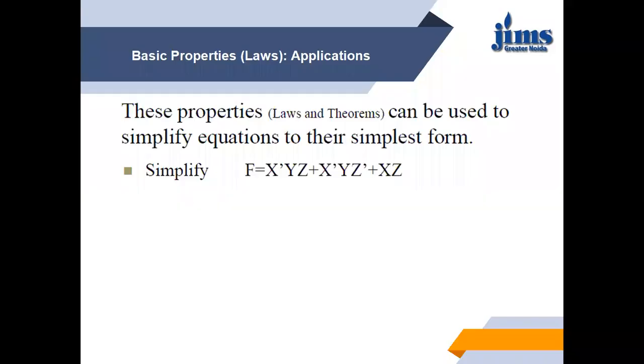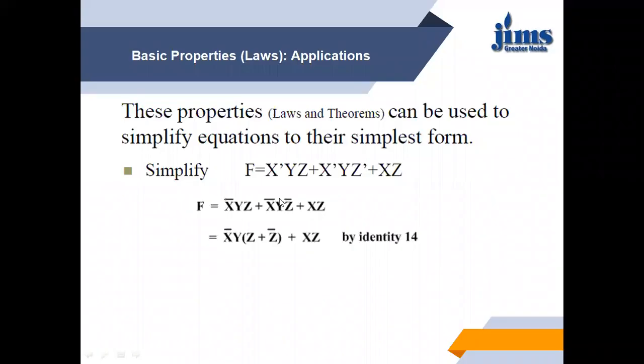Whatever postulates you have read, we have to apply them to this Boolean function. So here is your expression: x bar yz or x bar yz bar or xz. I have implemented identity number 14. x bar y is common from the first two terms, so it is left with z plus z bar, or xz. Again, we have the property x plus x bar equals 1, so I apply this property here.